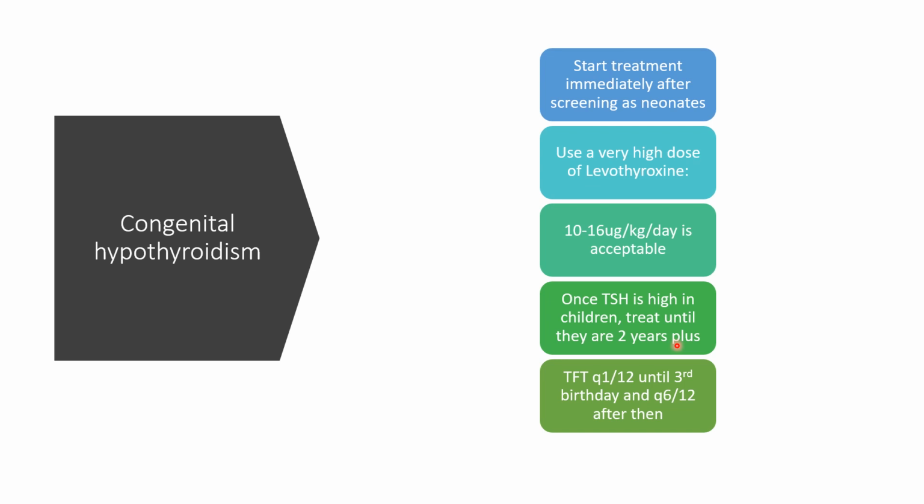Within 2 years, the brain, the central nervous system is still forming, still growing, still developing. It's not fully formed at birth, no. The first 2 years is critical for central nervous system formation. Thyroid function test should be done every month until the 3rd birthday and every 6 months after then.